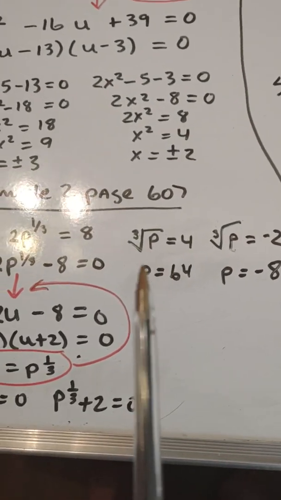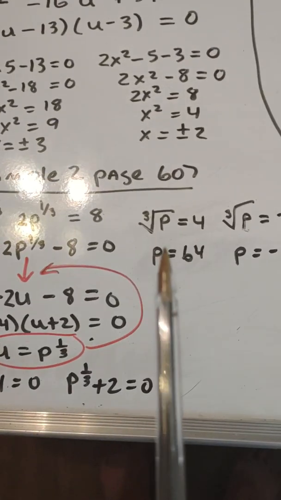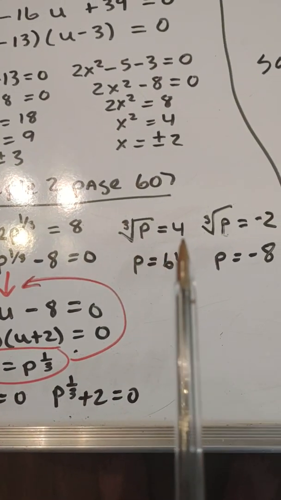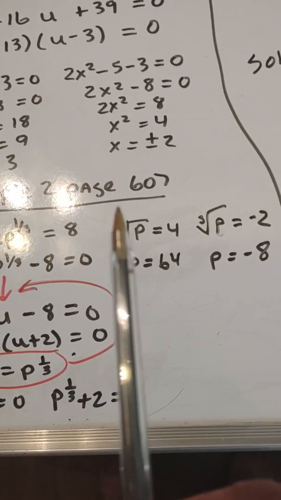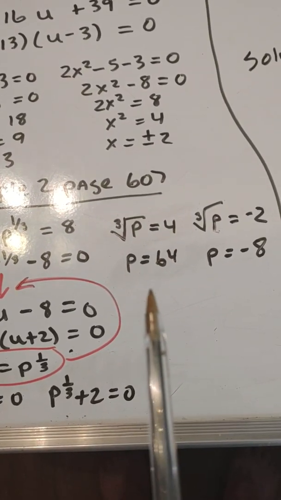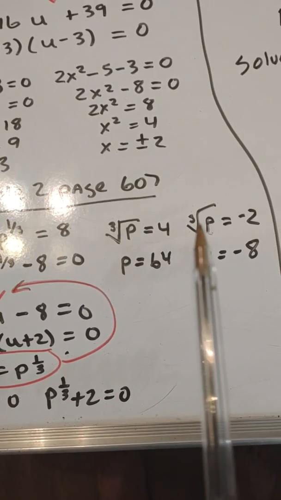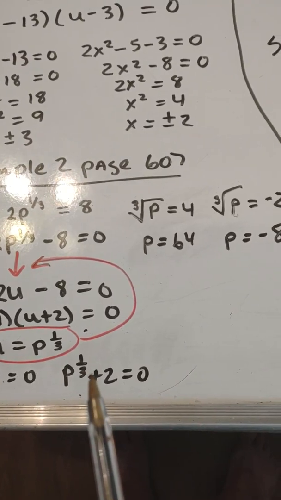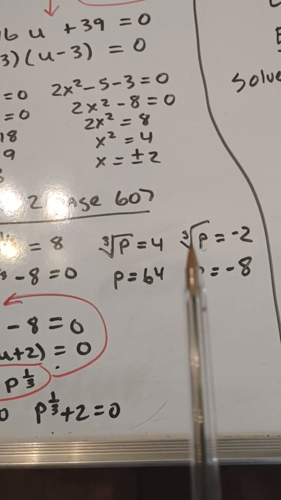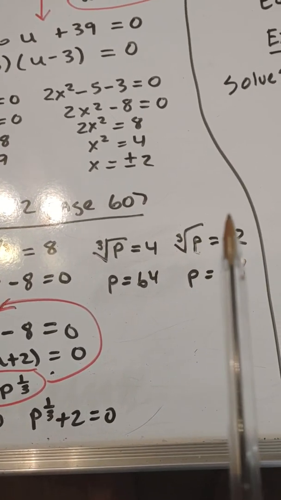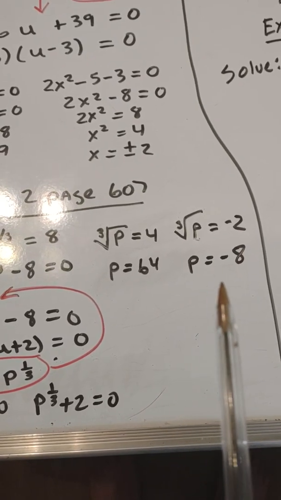Then we realize that p^(1/3) is the cube root of p. So it's the cube root of p equals 4. We cube this side and cube this side, we get p = 64. Realize that p^(1/3) here is the cube root of p. So we cube p, cube −2, and we get p = −8.